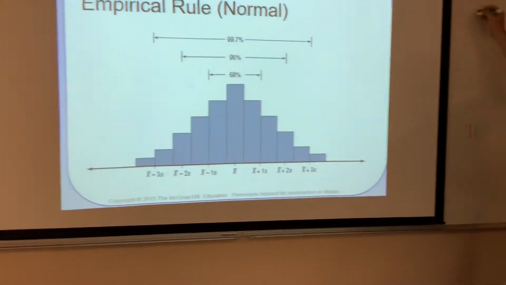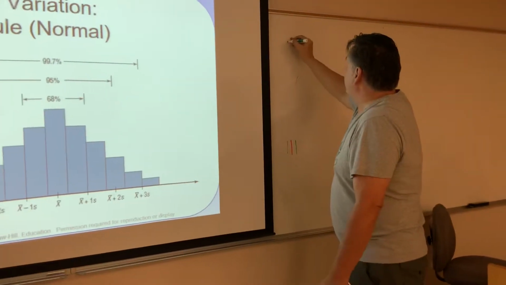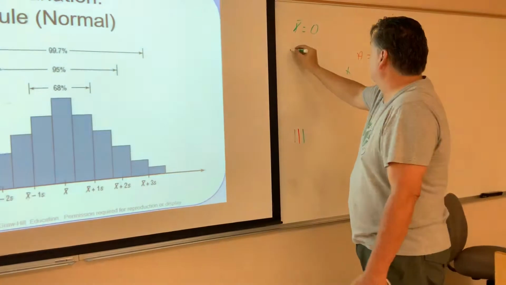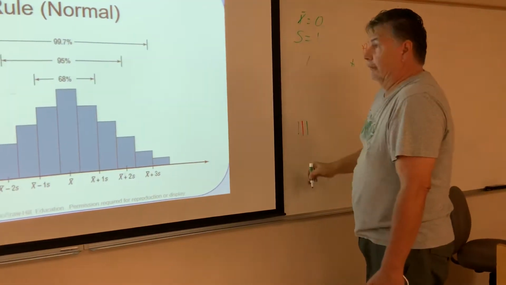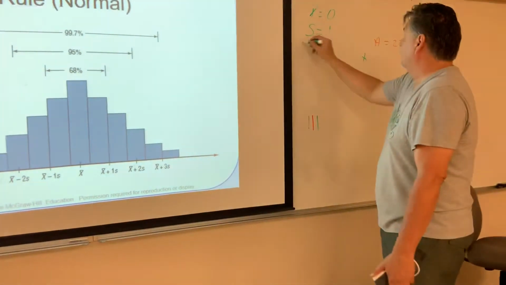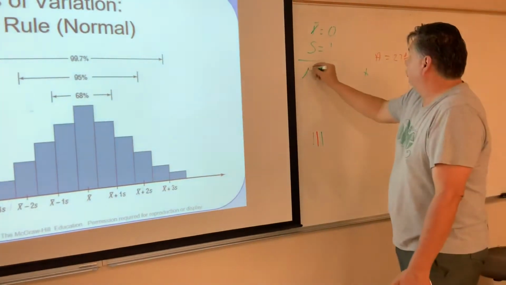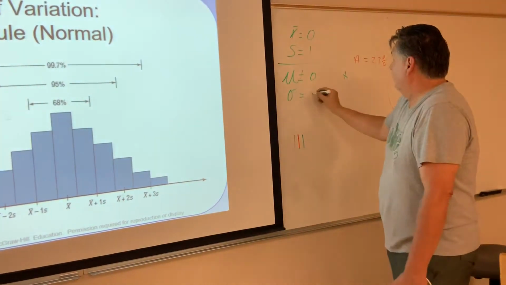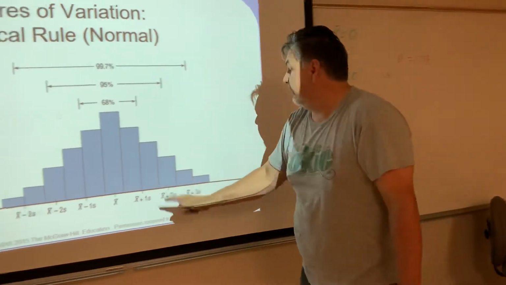So in this particular example, I have a mean that's equal to 0, and I've got a standard deviation that's equal to 1. This is the same as the population, which is going to be mu equal to 0 and sigma equal to 1. And I've got 1 standard deviation.